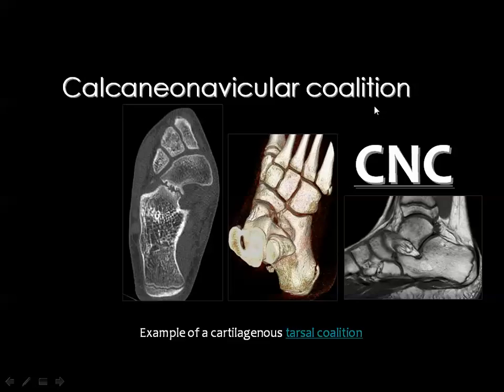Calcaneonavicular coalition can also occur, but it will not significantly affect the tarsal tunnel. And you see, this is the navicular and this is the calcaneus. This is fibrous coalition, which will later on form bony coalition.